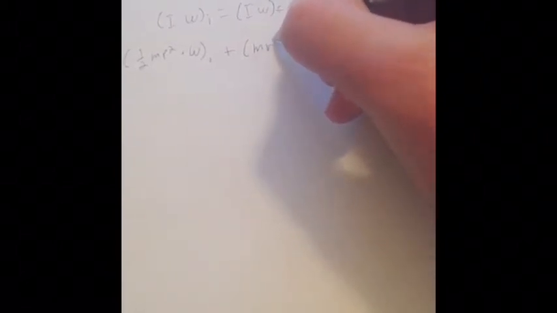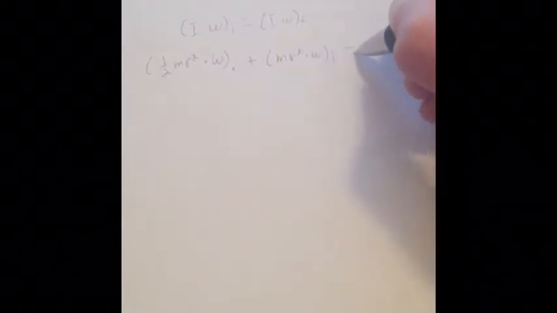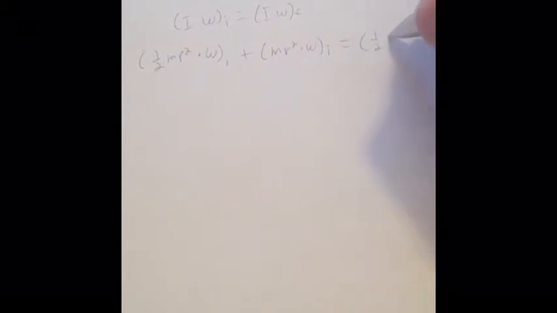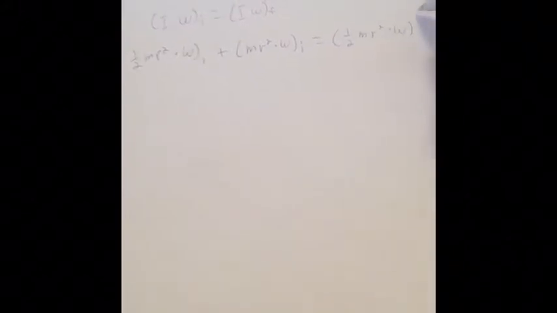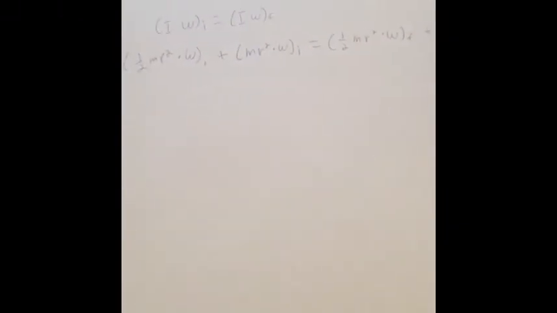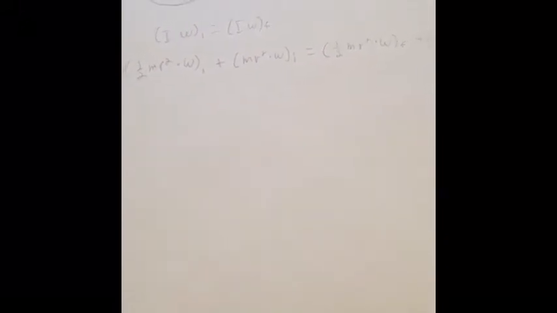So we know that for a disk, we'll be using 1/2 mr squared times W initial, plus the point mass, which will be mr squared times W initial, equals, obviously, 1/2 mr squared times W final, and this will be the final of the merry-go-round, plus the final of the point mass. So again, mr squared times W final.